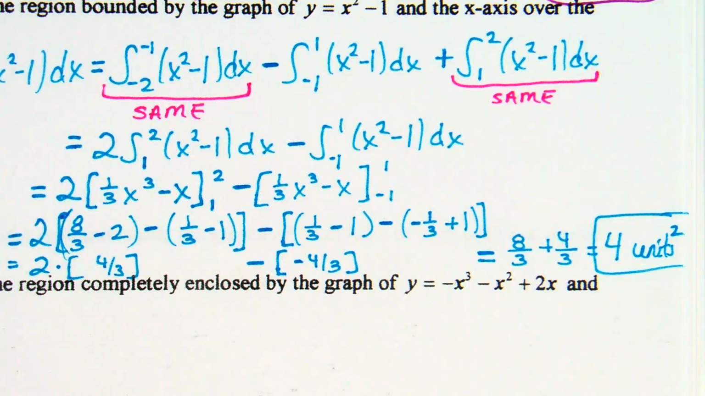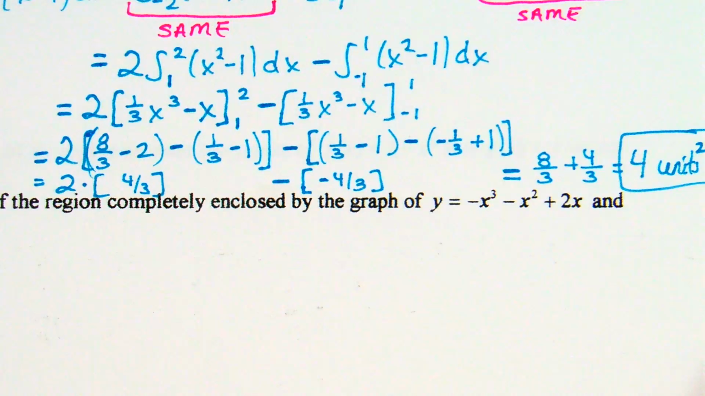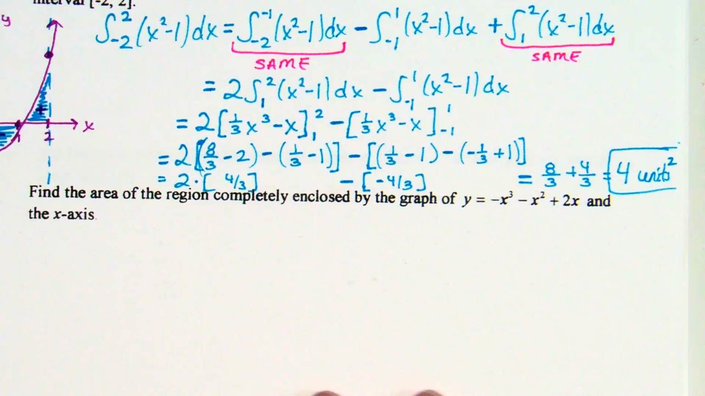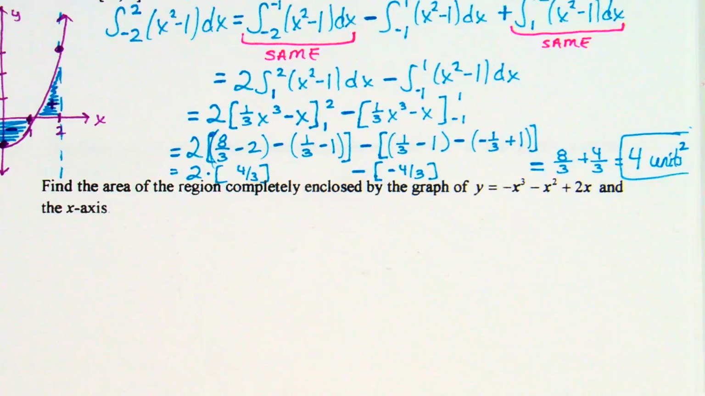Okay, example 3. I feel like this is not too horrible, but I feel like I'm dragging it out. I'm going too slow, maybe? I don't know. Okay, moving along. Find the area of the region completely enclosed by the graph y equals negative x cubed minus x squared plus 2x and the x-axis. Thoughts?